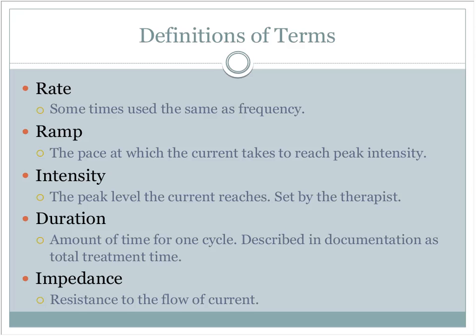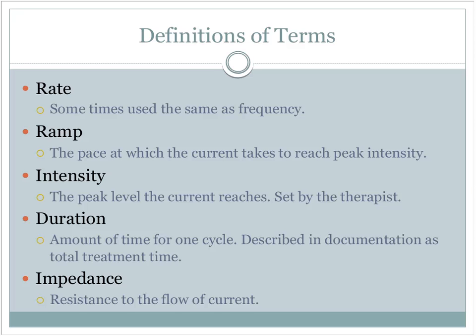Ramp can be important because ramp can help make the treatment more comfortable for your patient, but it also can decrease the amount of maximum time, or the time that the maximum current is being delivered. So to explain that a little better, it's the pace at which the current takes to reach its peak intensity. So you can set the ramp for 1 second, 2 seconds, 3 seconds, depending upon your machine.